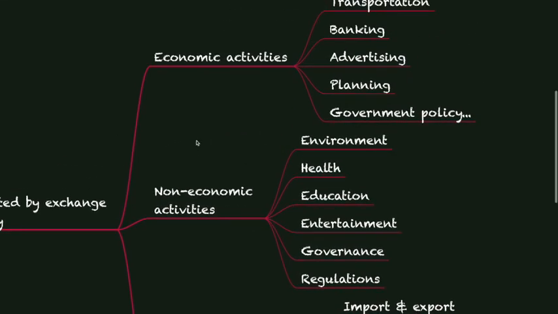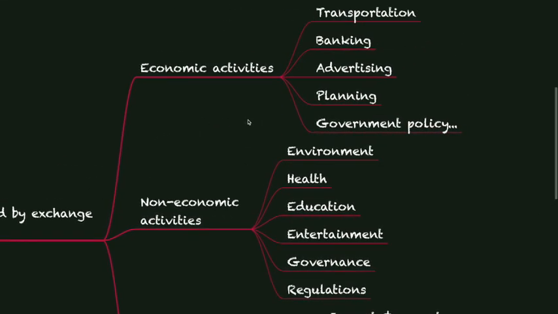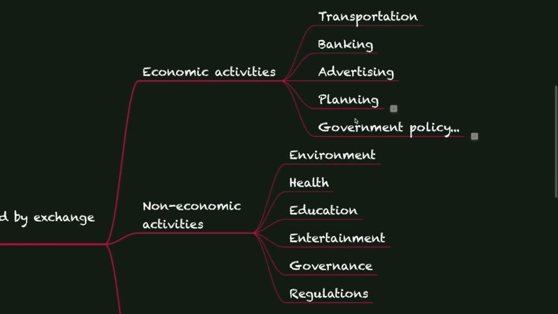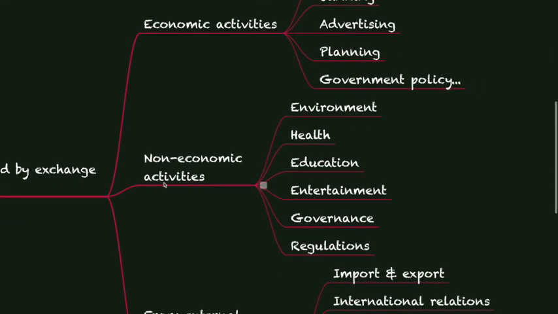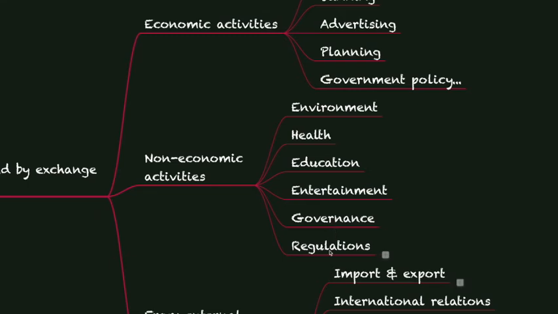First, what are the different economic activities? First are transportation, banking, advertising, planning, and government policies. Some of the non-economic activities that influence major economic decisions in a country are environment, health, education, entertainment, governance, and regulations.